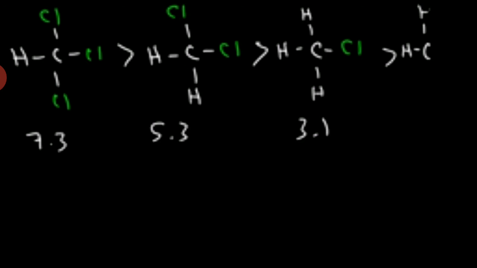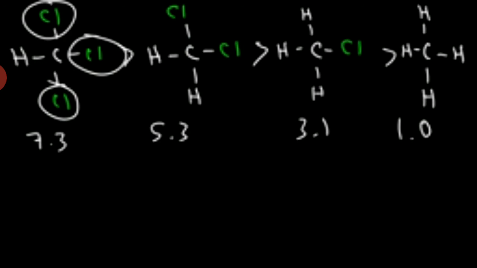versus simply methane. As we have seen, the more the number of electronegative groups, the more there will be deshielding. As we can see, this compound has 3 chlorine groups, so this will have a strong electron withdrawing effect on the carbon. Therefore this proton will appear at about 7.3 ppm. It will be more deshielded, so the value will be more downfield.